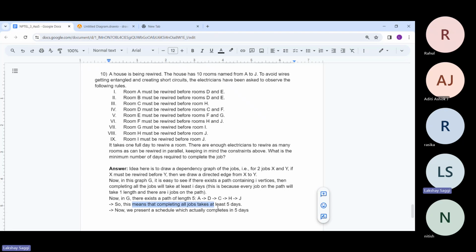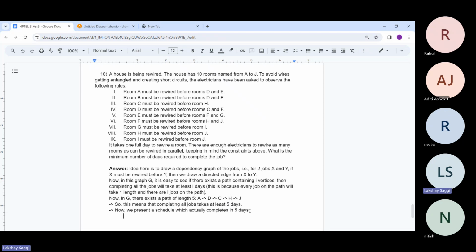So proving this on its own is not enough, right? That completing all jobs takes at least 5 days. So it may be possible that the jobs can take 6 days, 7 days, 8 days also. A lower bound is 5, but we don't know if it is a tight lower bound, like if there actually exists a schedule of 5 days. It may be possible that we obtained a lower bound of 5, but actually the jobs take 6 or more days. But in this problem, at least we can show that a schedule exists which actually completes in 5 days.